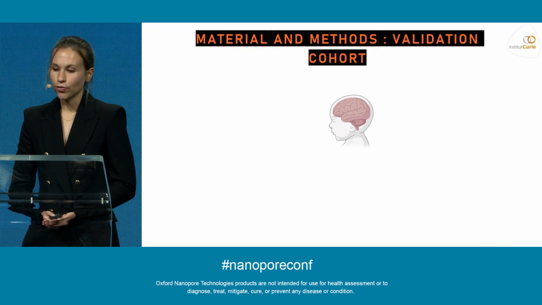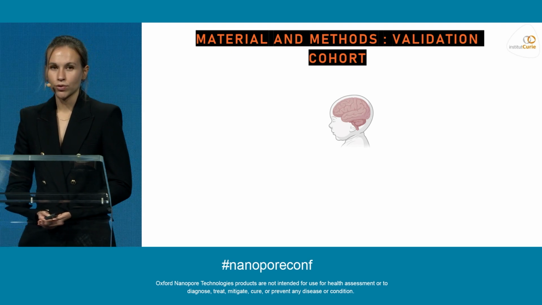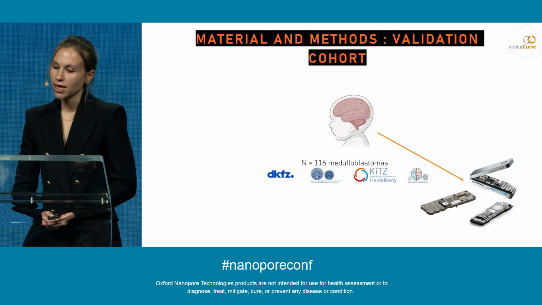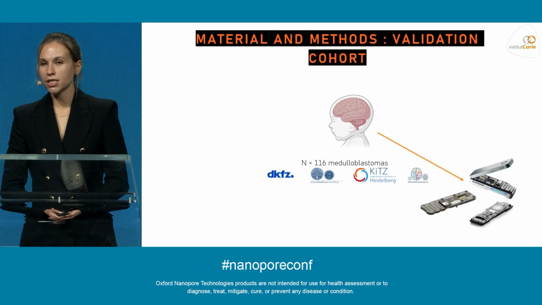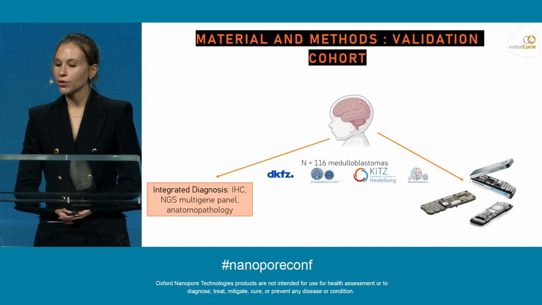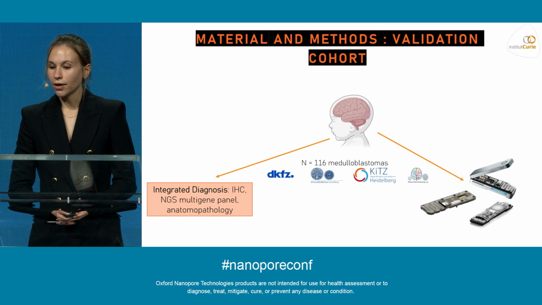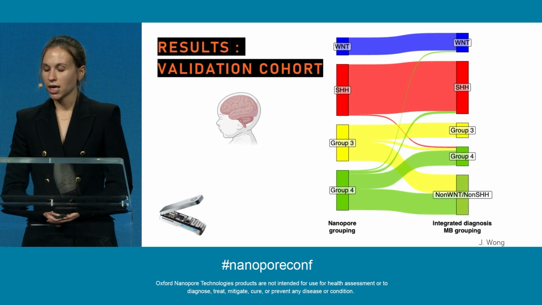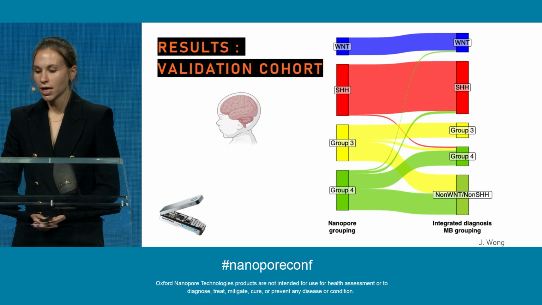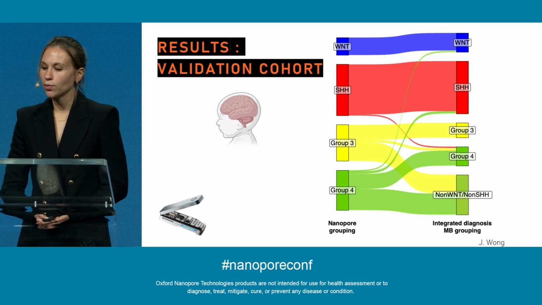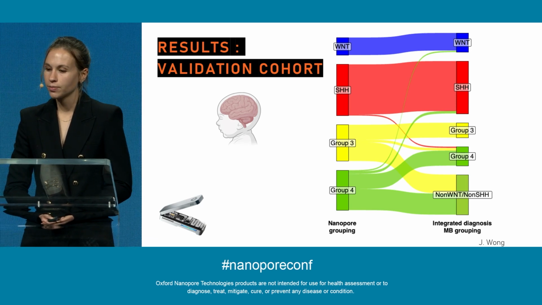After this, we wanted to go a bit forward and to validate those results on another cohort of 116 medulloblastomas that we studied again with whole genome nanopore sequencing. And this time, we compared the results to an integrated diagnosis comprising immunohistochemistry, short-read panels, NanoString, and anatomopathology. And so once again, we were really happy to see the results that we obtained. We had only 6 samples that were discordant between both techniques, but globally, the grouping given by nanopore was concordant with all the clinical and molecular information that we previously gathered.